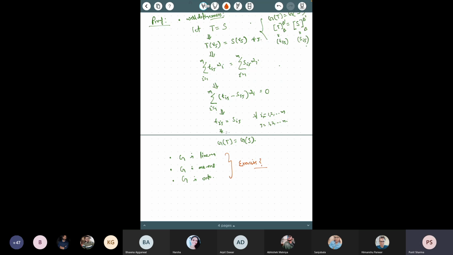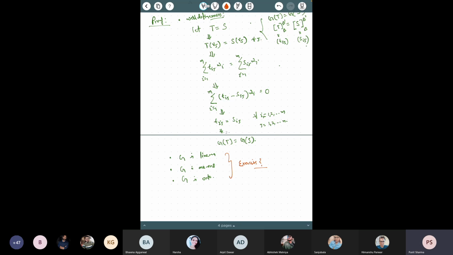How to show that g is linear? For this, you can use the fact that, if you remember from the previous class exercise, the matrix representation of T plus S is equal to the sum of their individual matrix representations, and similarly the matrix representation of alpha T is equal to alpha times the matrix representation of T. Because of that, linearity follows. Then oneness you can show similarly, and once you have that, you can also prove that g is onto.